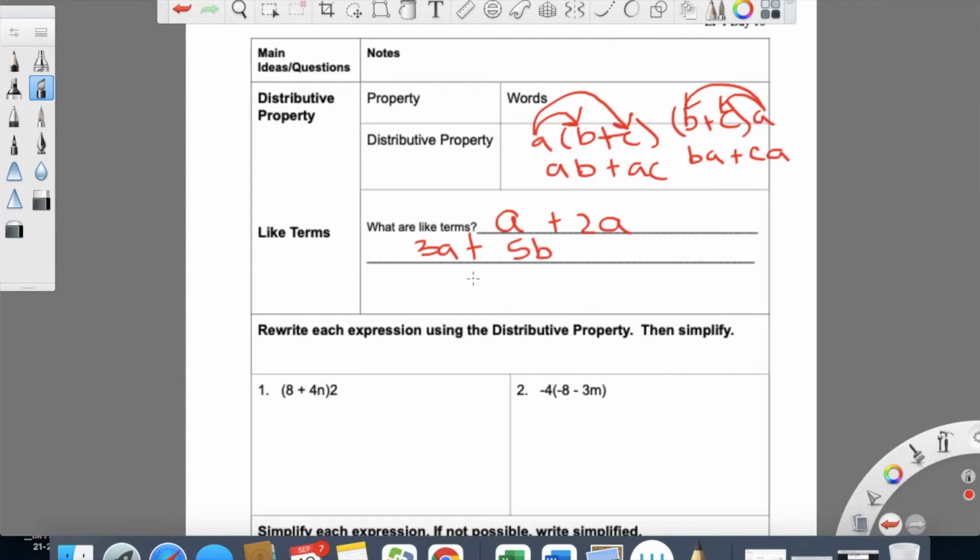And again, this has to do with order of operations. I have to do this multiplication before I can do the addition, because multiplication comes before addition in order of operations. So that's the reason why we can't add unlike terms. It literally has to do with order of operations.